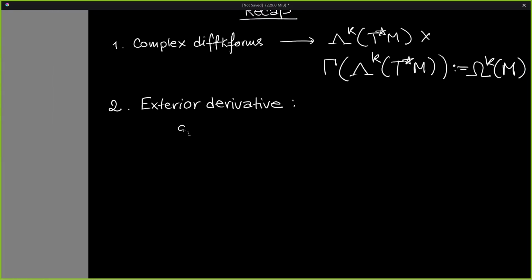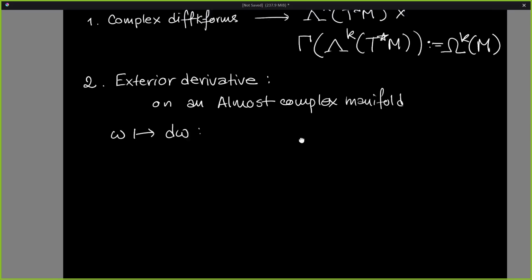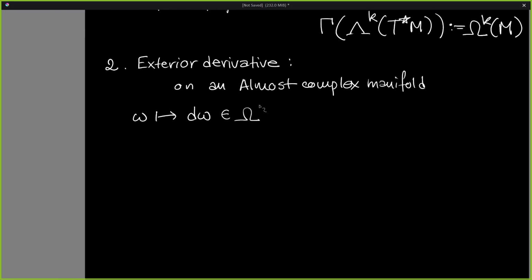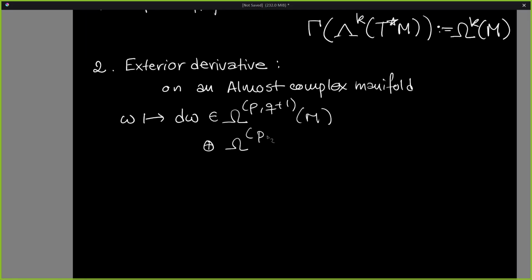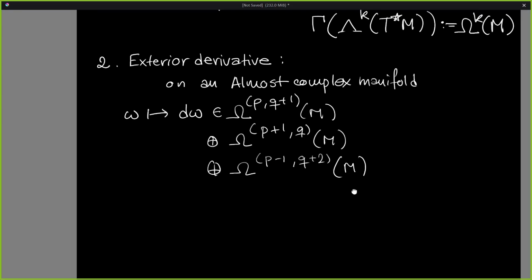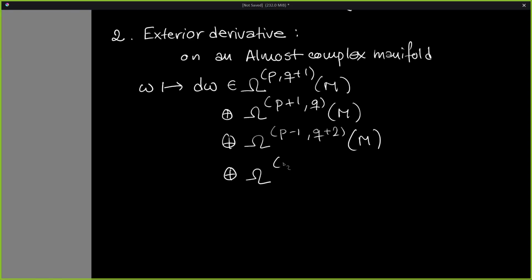The main part: we started with the exterior derivative, and then we said on an almost complex manifold, if we send omega to d omega, then this will be an element of omega p,q+1 of M plus omega p+1,q of M plus omega p-1,q+2 of M and omega p+2,q-1 of M.